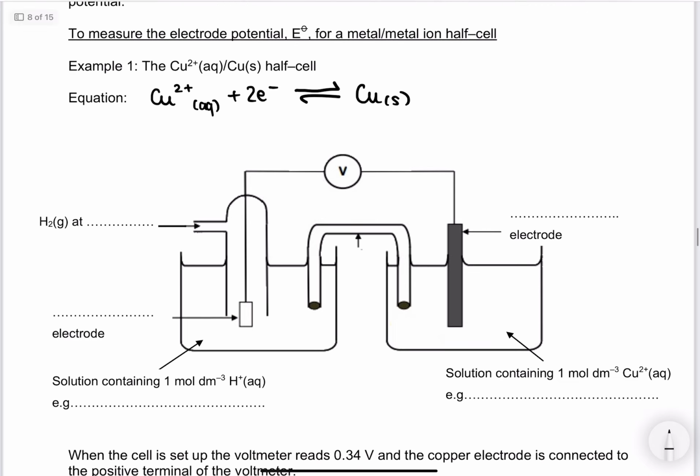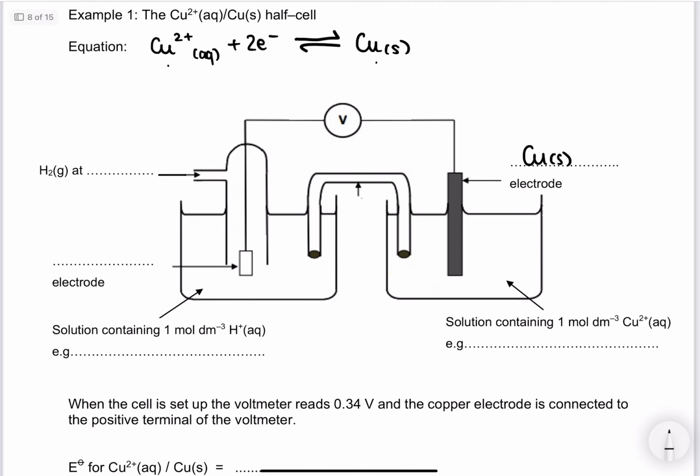So when we want to measure, if you remember back, there was a little instruction that we always put hydrogen on the left and the thing we want to measure on the right. So we're putting these two species, copper 2+ and copper, in the right-hand beaker. Because copper is a solid, we can use a copper solid electrode. And because we want a solution of Cu2+, we're going to use something that contains Cu2+. So for example, 1 mole per decimeter cubed copper nitrate solution. And that's the right-hand side set up.